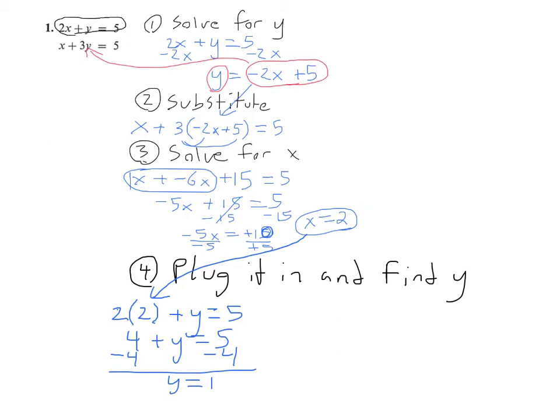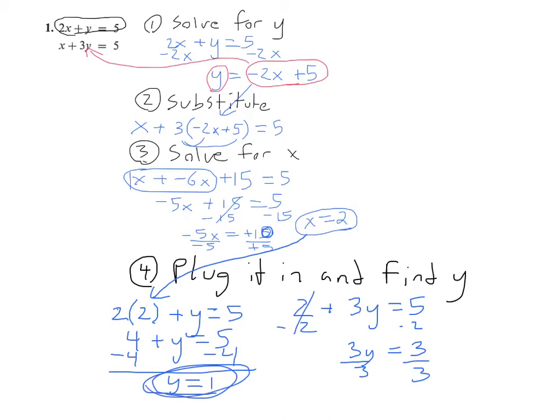Okay, let's try that again in the second one just to make sure we did everything right. All right, so 2 for x plus 3y equals 5. Okay, minus 2, we get 3y equals 3. Divide by 3. And again, we get this same y equals 1.